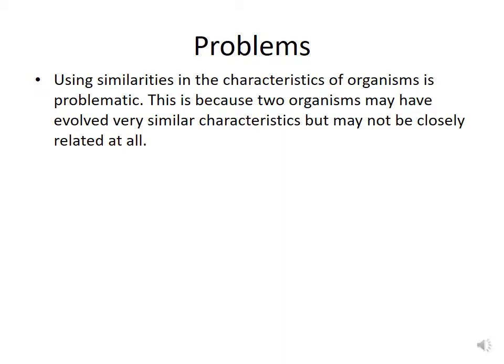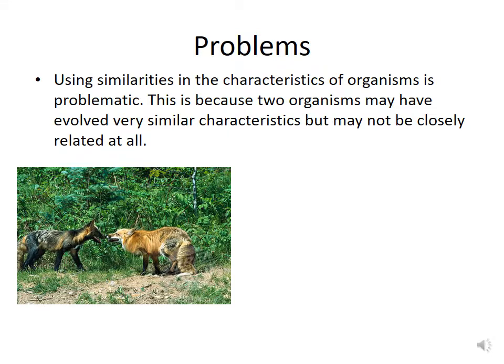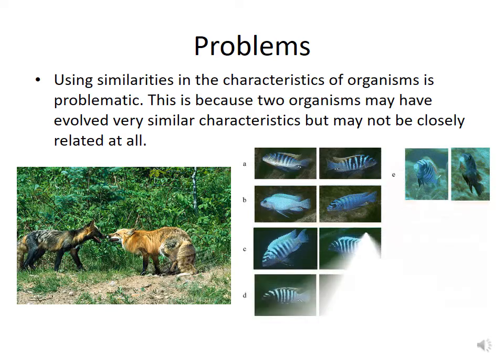Using similarities in the characteristics of organisms is problematic. This is because two organisms may have evolved very similar characteristics, but may not be closely related at all. Just because they have the same markings and similar shapes doesn't make them the same species.